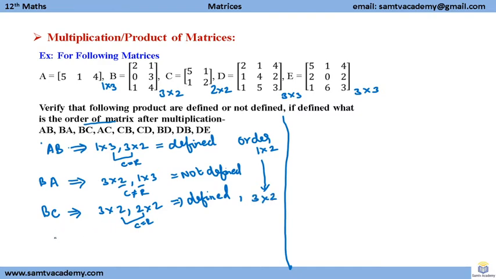Similarly, next we will take the example AC. Here we write the orders. The order of A is 1 by 3 and the order of C is 2 by 2. Here the columns are not equal to the rows, so it is not defined. Next we will take the example CB.